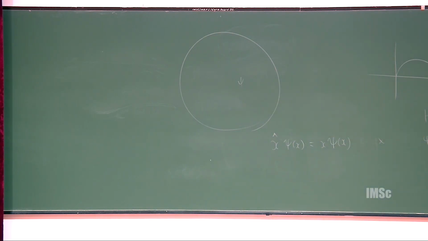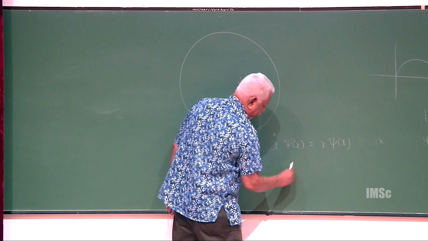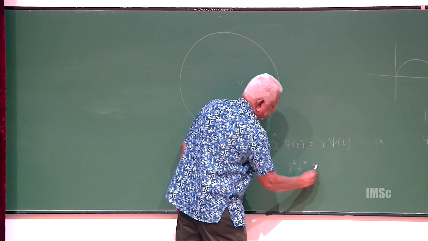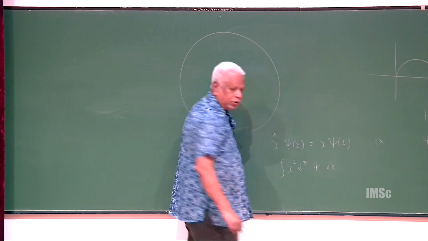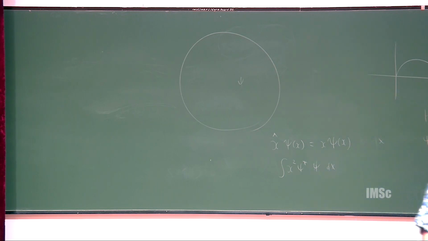If psi of x is a square integrable function, is it guaranteed x psi of x is a square integrable function? Okay, that is a simple question. If psi of x is some function, the integral for this new function is x square psi star psi dx. This is the integral, right? x square psi star psi. That's what you should find out. Is it square integrable? That is the question.